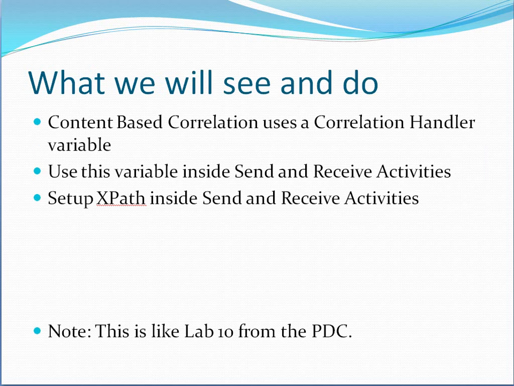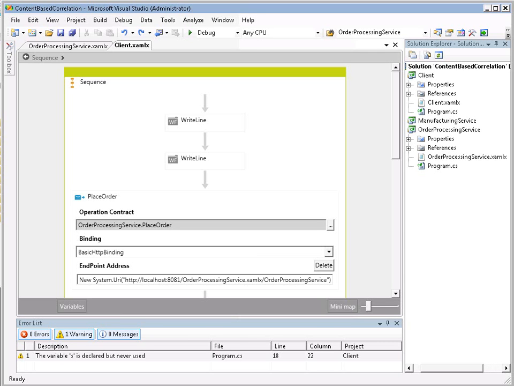With that, let's take a look at what we're going to see and do. First off, we're going to create a variable in Workflow to use as our correlation handler. We're then going to use this variable inside a send and receive activity. And then we're going to set up xpath inside our send and receive activities to do content-based correlation. With that, let's jump into the code.